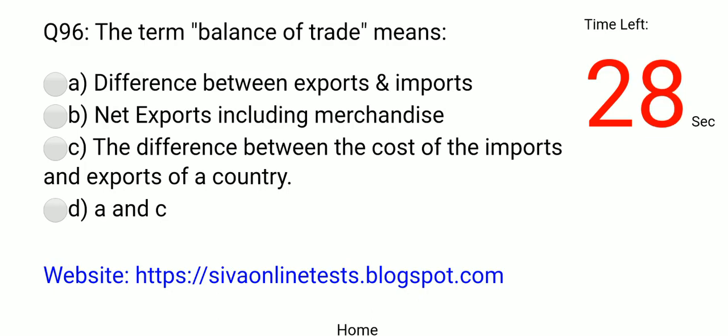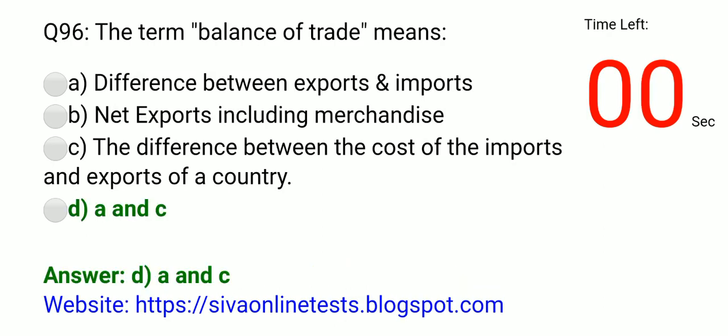Question 96. The term balance of trade means. Options. A. Difference between exports and imports. B. Net exports including merchandise. C. The difference between the cost of the imports and exports of a country. D. A and C. Answer. D. A and C.